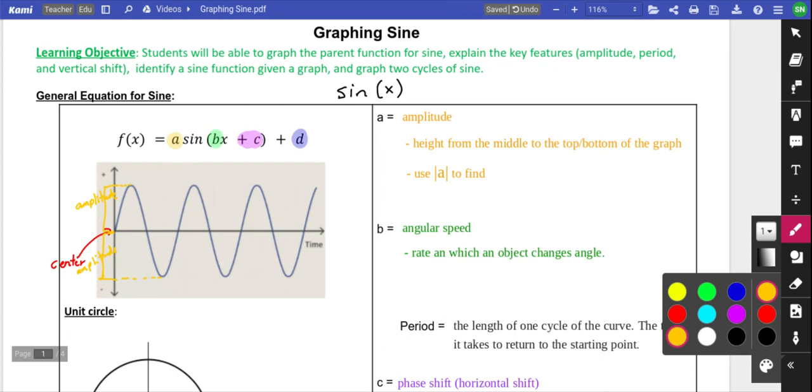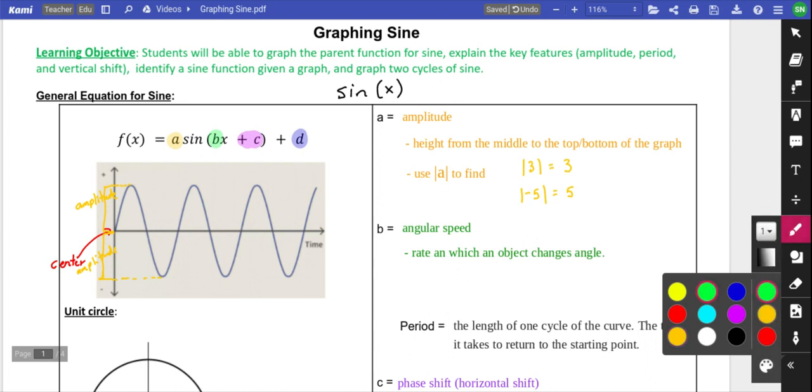To find the value of the amplitude, we take the absolute value of whatever the number is there. So if you have a number 3, the absolute value of 3 is equal to 3. If you have a -5, then you have to take the absolute value, which gives you +5. The amplitude will always be positive. If it's a negative, that means you just have a reflection across the x-axis.